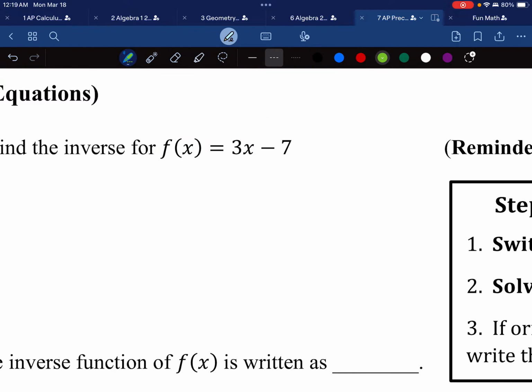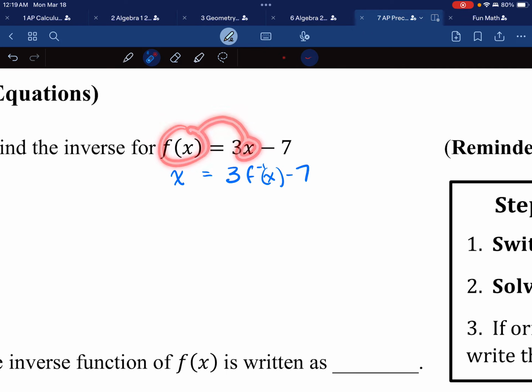This is what the equation now looks like. It says x is equal to 3, and I want to say y here. You can say y, but I prefer being super accurate and saying this is f inverse of x minus 7. You might say, Mr. Sindel, you're supposed to write f of x. Why'd you write f inverse of x? Because we switched. Every single time that you switch the f of x with an x, it is now the inverse function.